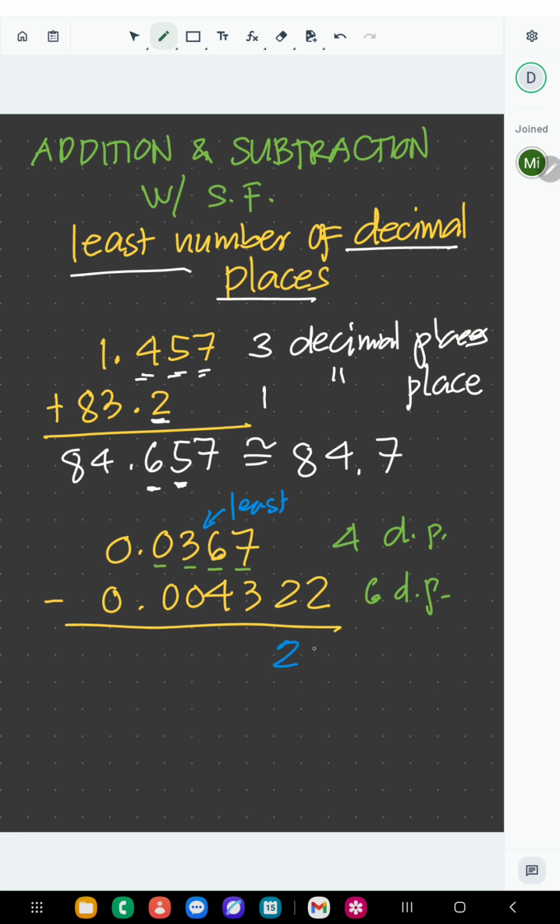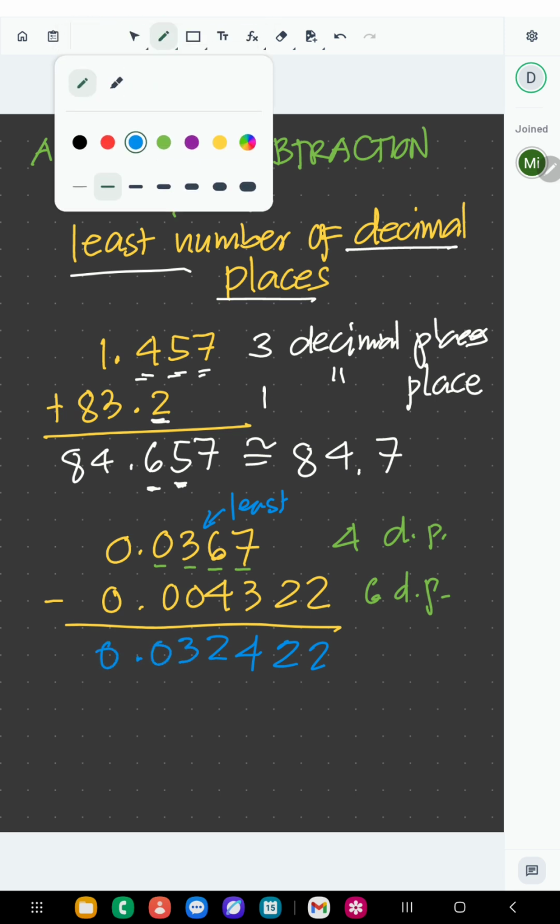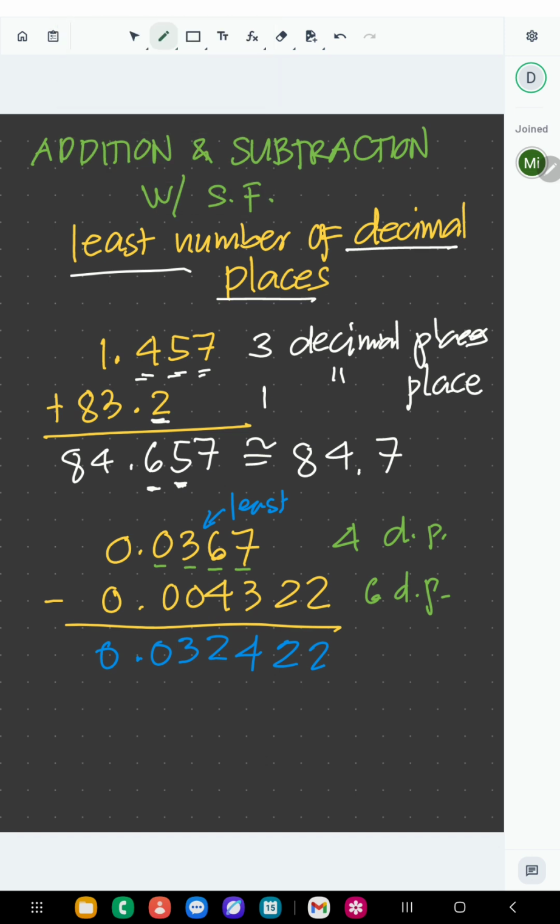So let's subtract: 7 minus 3 is 4, 2, 3, 0, and 0. So our answer here will be rounded off to 4 decimal places. We don't include that, so our answer will be approximately 0.0324. All right? No questions in addition and subtraction with significant figures? You just take note, least number of decimal places.